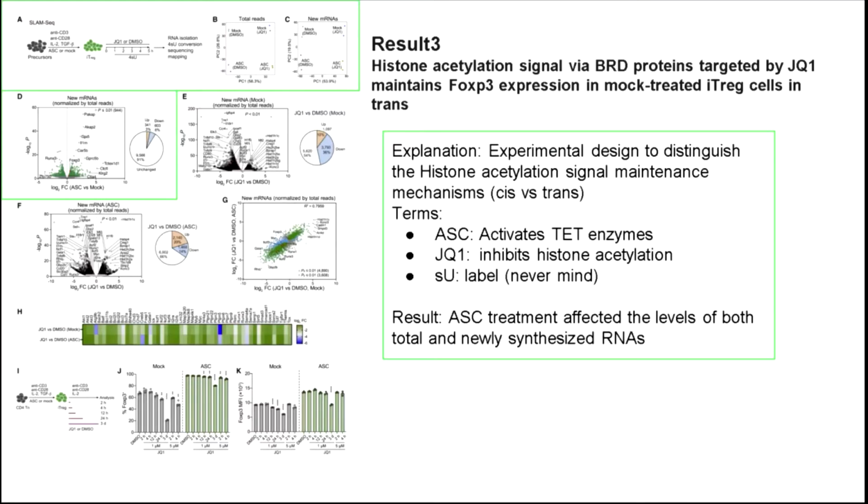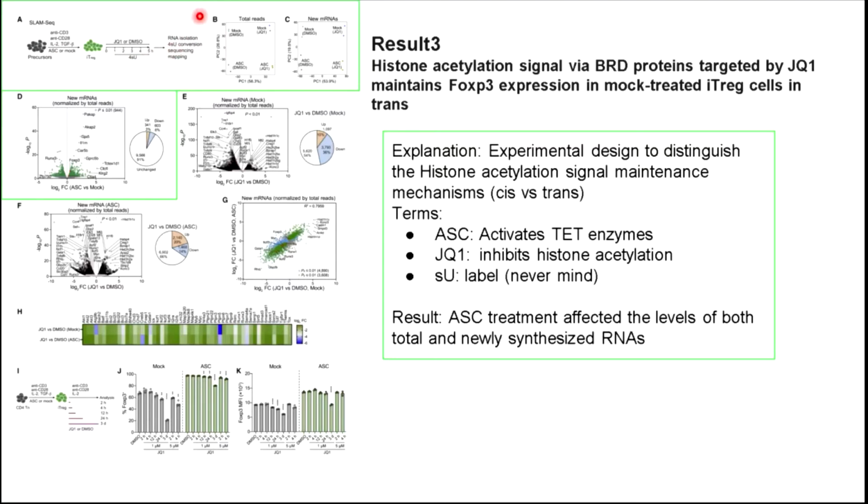They thought that histone acetylation signal may maintain Foxp3 transcription in cis or in trans. So they first checked H3K27ac levels at the Foxp3 promoter in iTreg cells. In figure A, they induced iTreg cells, and 4 days later they treated them with or without JQ1 and labeled with SU. Analysis was performed after 5 hours.